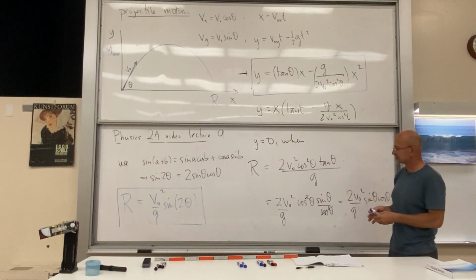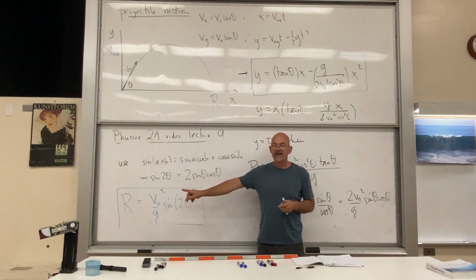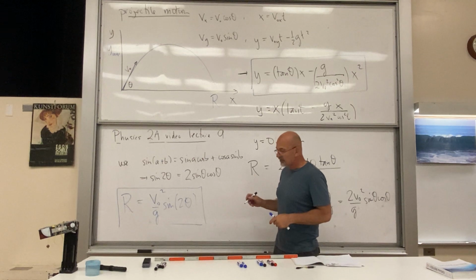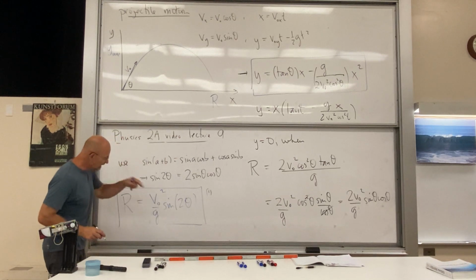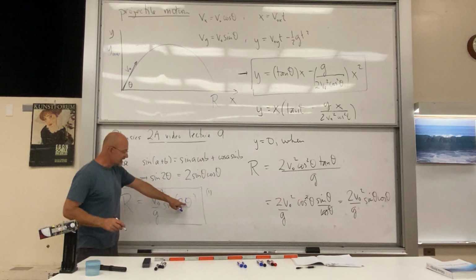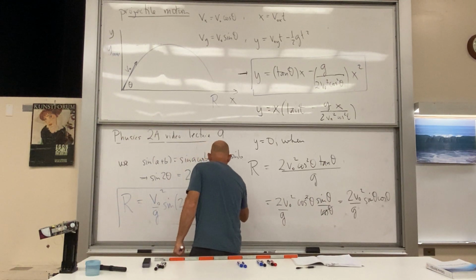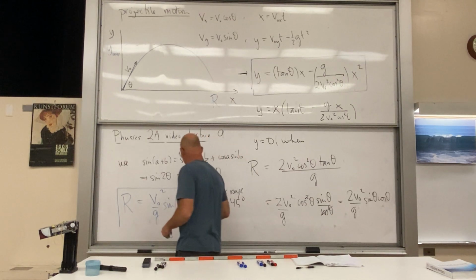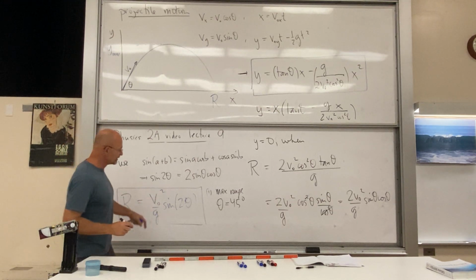Both of these are good, and both of them can be used to understand the complementary angles. This one I'd say is a little simpler to use. First of all, what's the maximum range? The maximum range is very clearly when the sine of 2 theta is equal to 1. So 2 theta is 90 degrees, theta equals 45 degrees. So the maximum range, theta equals 45 degrees.